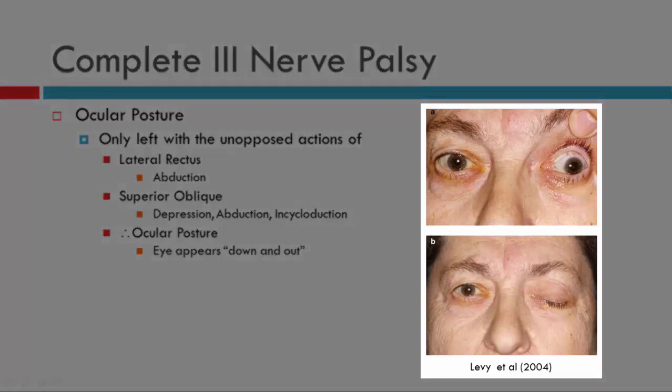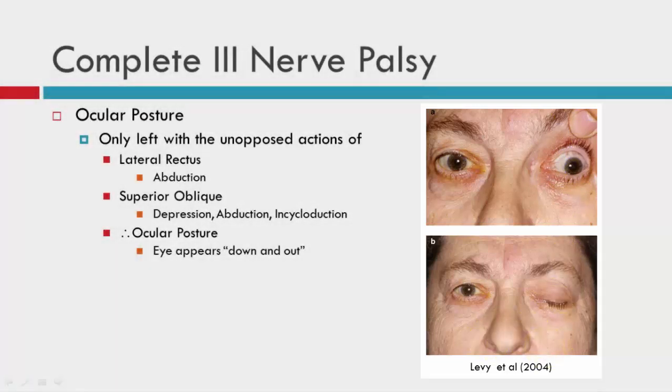And here we see a patient with a left third nerve palsy, and we can see it's out and it's down. She also has a ptosis, which we see in the second image here. We'll come back to this in a moment.